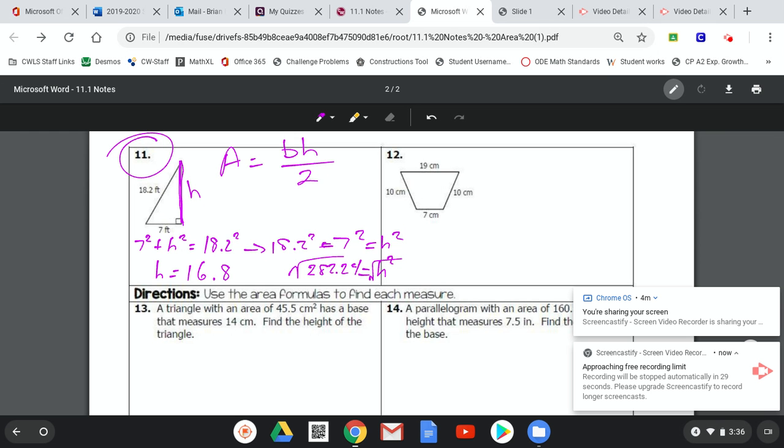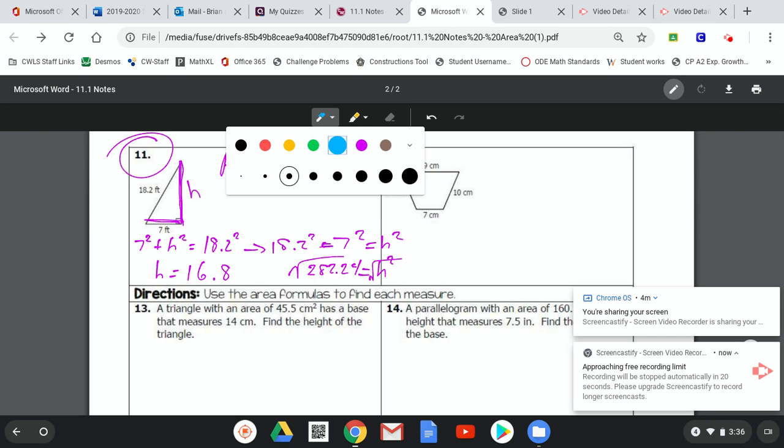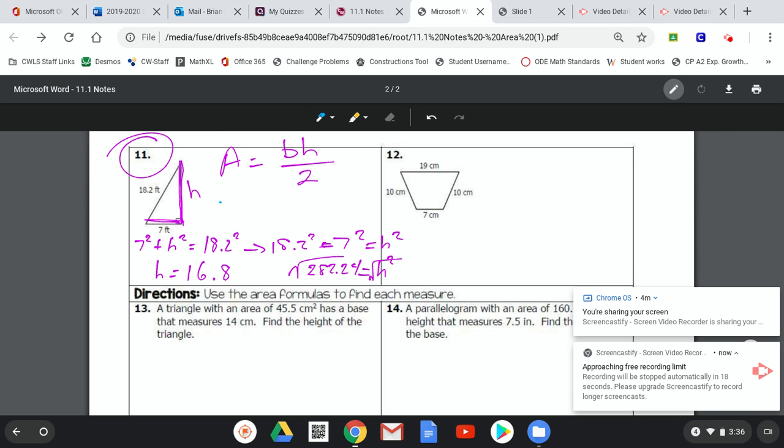Now we plug that in for our h. Our base here is going to be 7. For our area, we'll change colors here and go to blue, just so you understand where I'm coming from. We're going to say 7 is our base, so 7 times 16.8, divided by 2. What is our final answer here for the area of this triangle? It should be 58.8. So our final answer is 58.8.